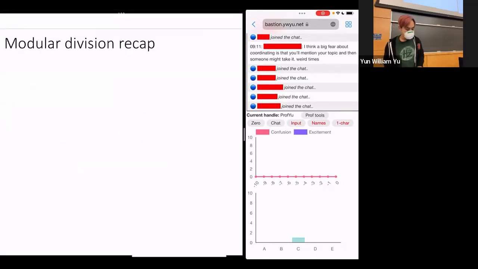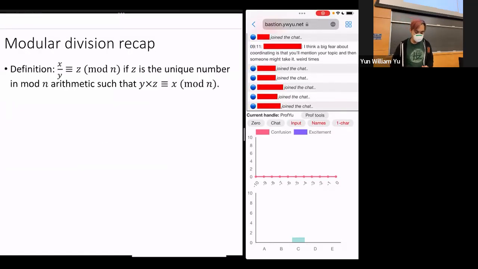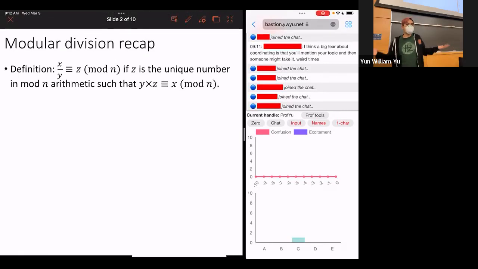So let's recap. What is modular division? It's just division in modular arithmetic, the opposite of multiplication. The way it normally works is you write a ratio x over y is equivalent to z mod n if z is the unique number. Unique here is important; you can define it without uniqueness, but we're not going to do that, since life gets really complicated when you do. It's the unique number in mod n arithmetic such that y times z is congruent to x.